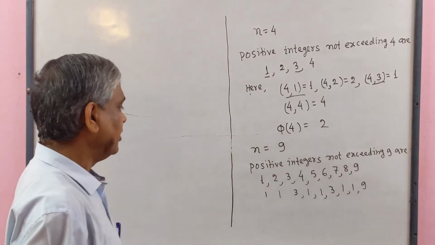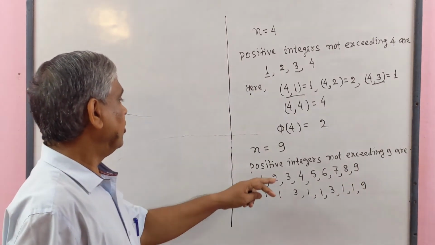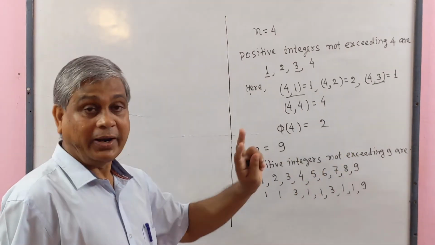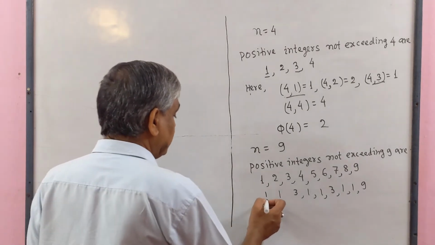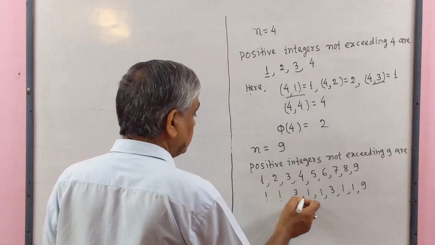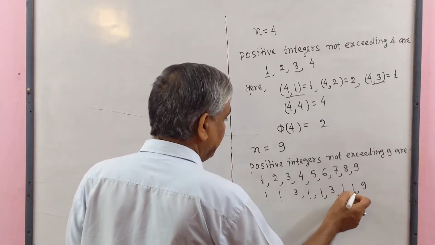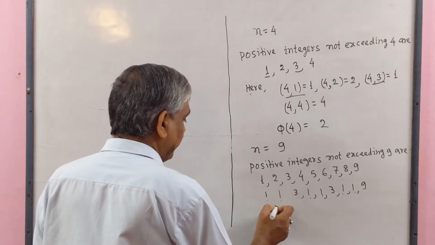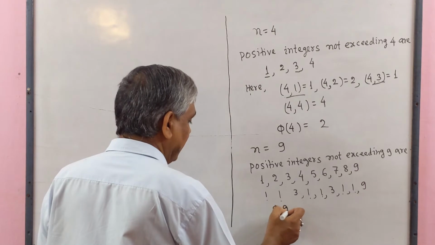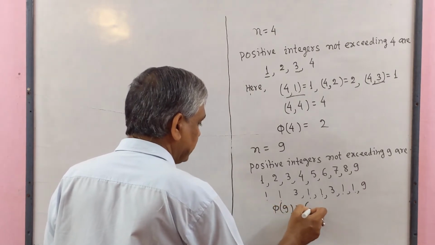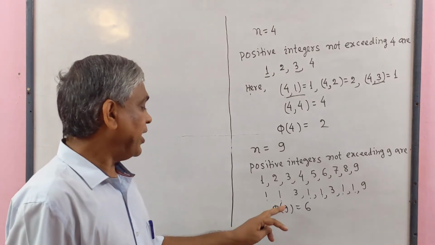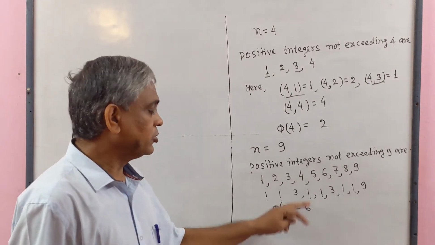Now we count number of those integers whose GCD with 9 is 1. This number is 1, 2, 3, 4, 5, 6. So we write phi of 9 equal to 6. This is called Euler's phi function of 9 equal to 6.